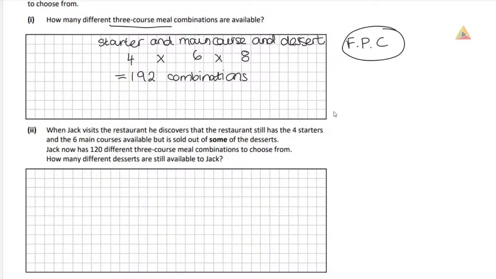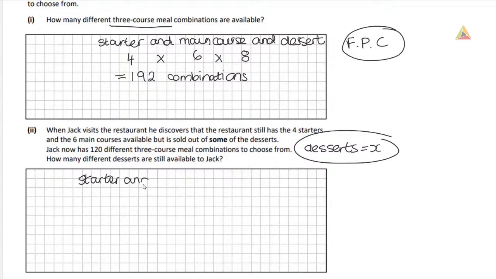So what we're going to look at is we're going to say the number of desserts is now going to be X. So we don't know what it was, but we had 8. It's definitely going to be less than that, but we're going to do exactly the same thing with our fundamental principle of counting. So we have a starter and a main course and a dessert, and we're going to multiply our options. So we still have 4 starters and we still have 6 main courses, but now we have X number of desserts because we don't know how many desserts we have.